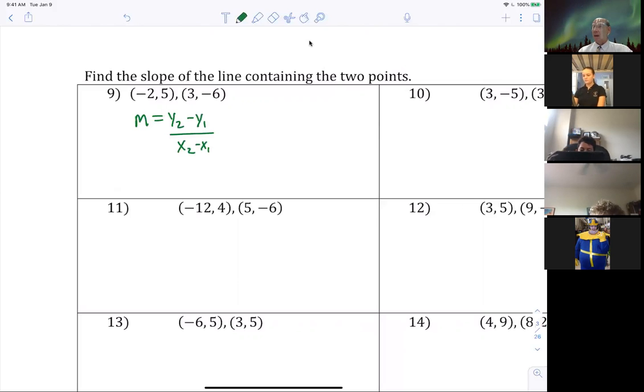All right. Does it matter if I do y2 minus y1 or y1 minus y2? It makes no difference. So here we go. In my opinion, you should write down 5 plus 6 over negative 2 minus 3.